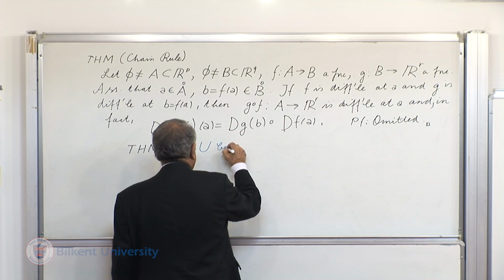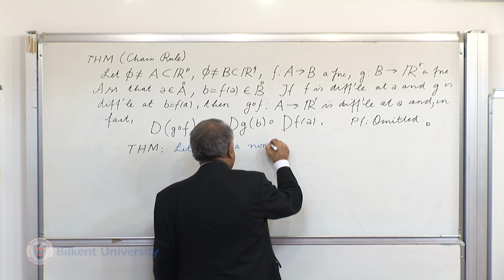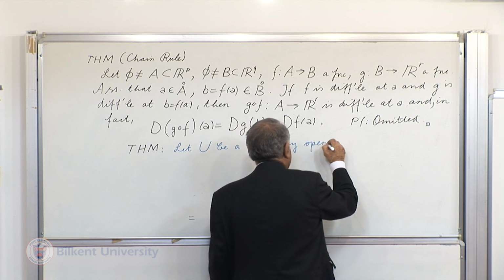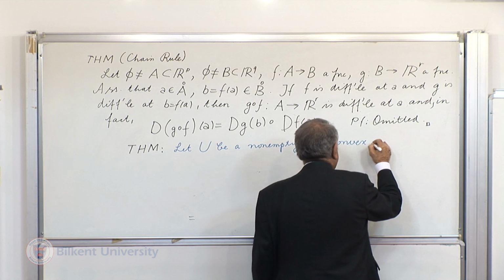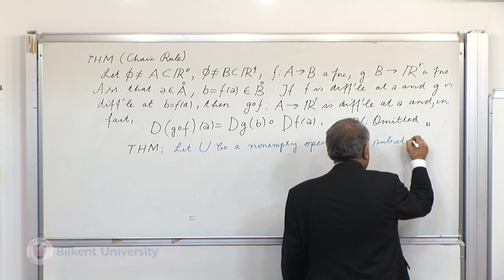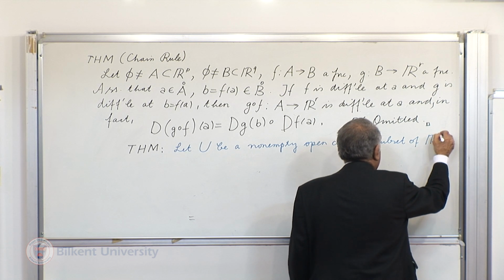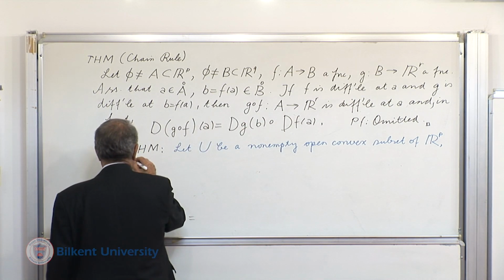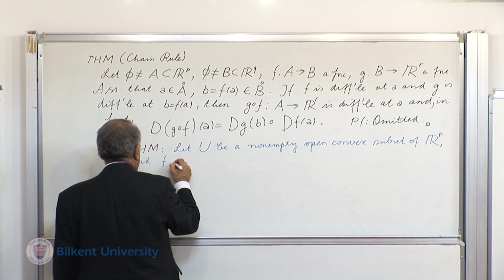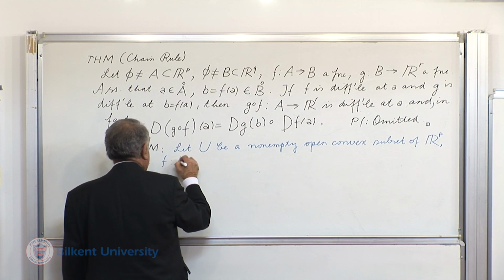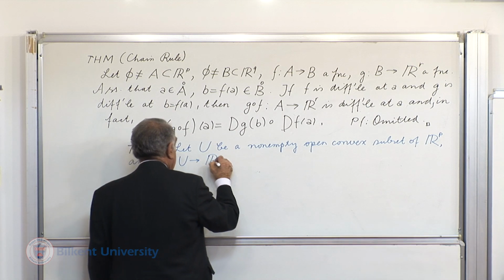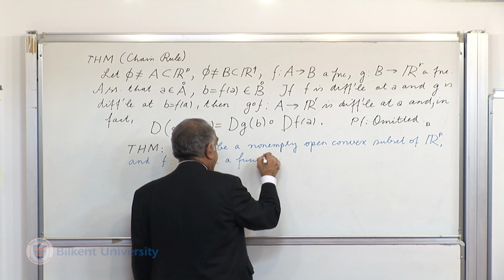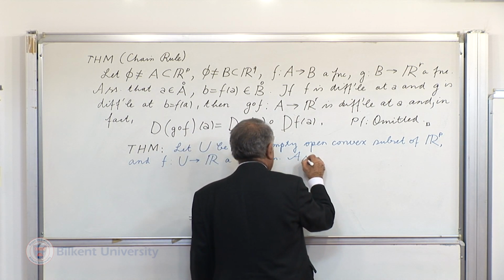Let U be a non-empty open and convex subset of some Euclidean space, and F a function on U to R. Assume that F is differentiable on U.